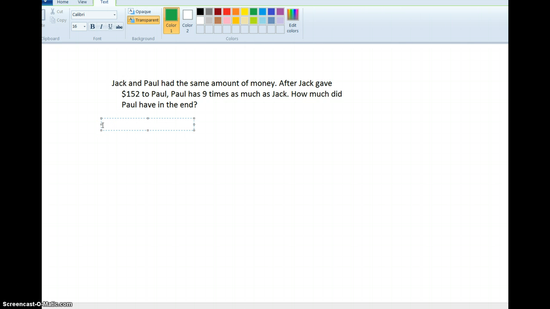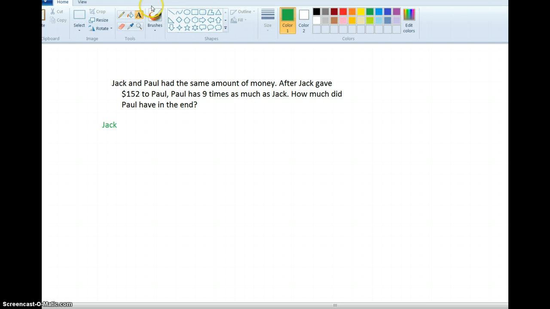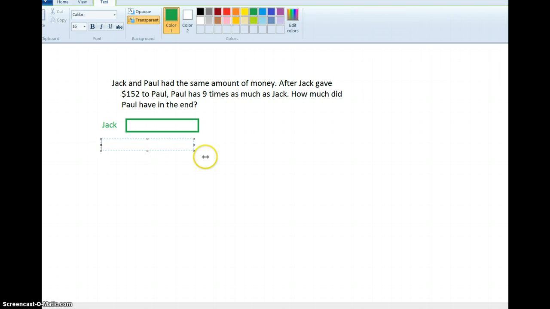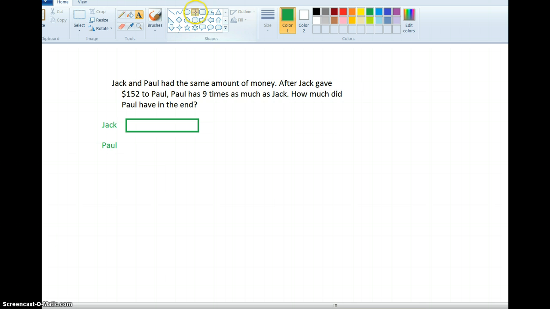Alright? So we know that Jack and Paul had the same amount of money at first. So this would be equal in size. Jack, Paul. Next, we know that Jack gave $152 to Paul.